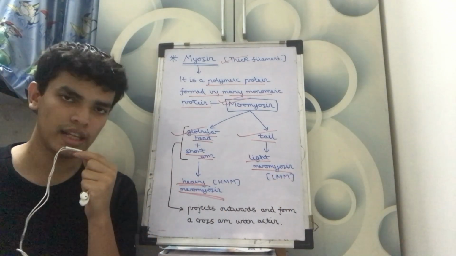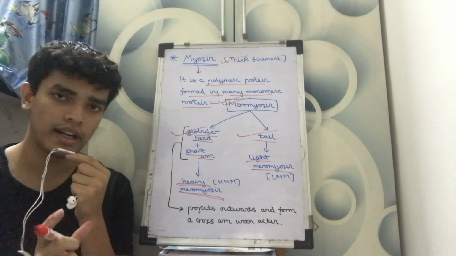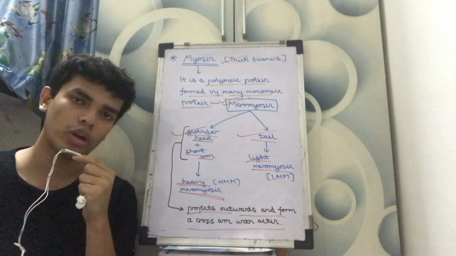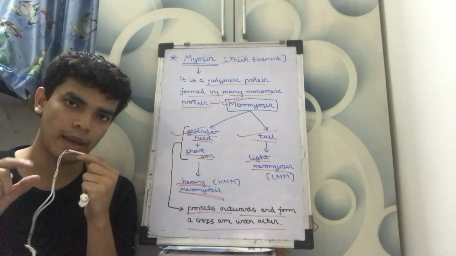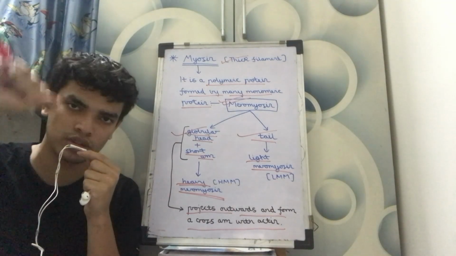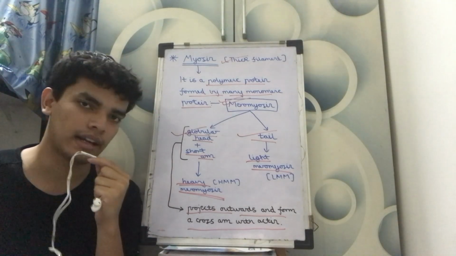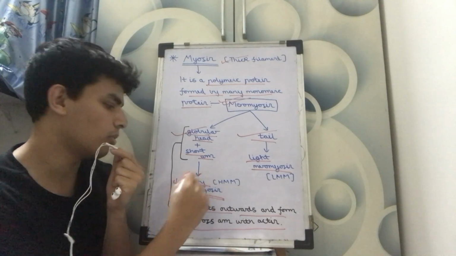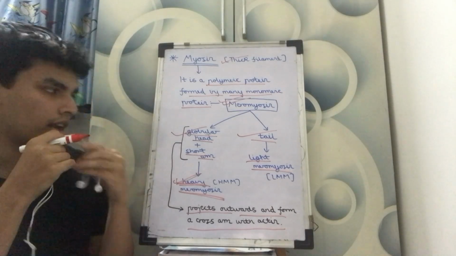In the diagram I will explain it to you more clearly. This heavy meromyosin, or the globular head and short arm, projects outwards and forms a cross arm with actin. When contraction happens, I'll teach you how this cross arm is formed. But when sliding or contraction happens, that globular head and short arm bulges out, projects outward, and forms an arm-like structure with the actin. It is called a cross arm. This is formed by which part of the meromyosin? The heavy meromyosin. This is very important. Learn this whole structure as well. Now I will explain it to you in the diagram.